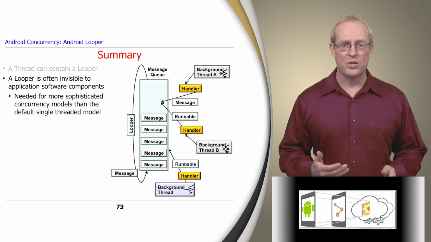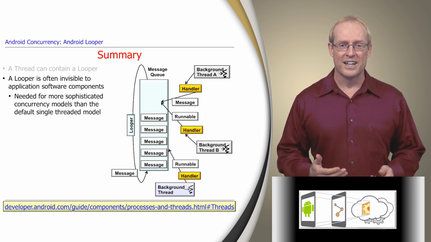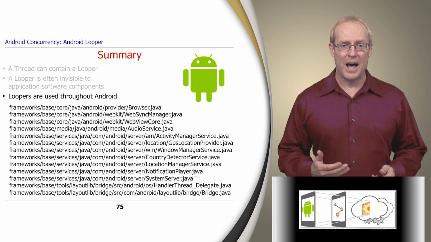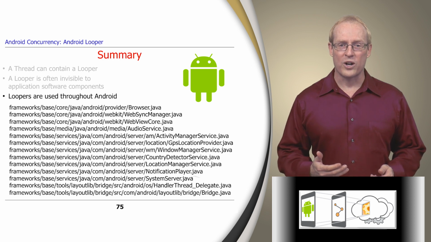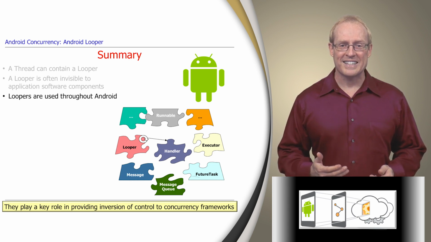Explicitly programmed loopers are typically used in background threads by applications that need a more sophisticated concurrency model than the default single-threaded model, described at this link. As shown at these path names, loopers are used throughout Android's open source applications, application frameworks, and core concurrency frameworks. In particular, loopers play an essential role in providing inversion of control to Android's HaMeR and AsyncTask frameworks.